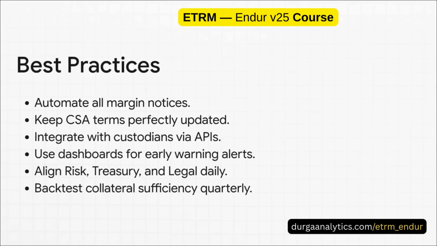So what does mastery actually look like in practice? What's the playbook? Well, this slide lays it out. First, automate everything you possibly can. Margin notices, confirmations, the works. Second, remember your system is garbage in, garbage out. You have to keep those CSA terms perfectly updated. And finally, and this is huge, this is not just a risk function. It requires daily, constant alignment between your risk, your treasury, and your legal teams. They absolutely have to operate as a single unit.